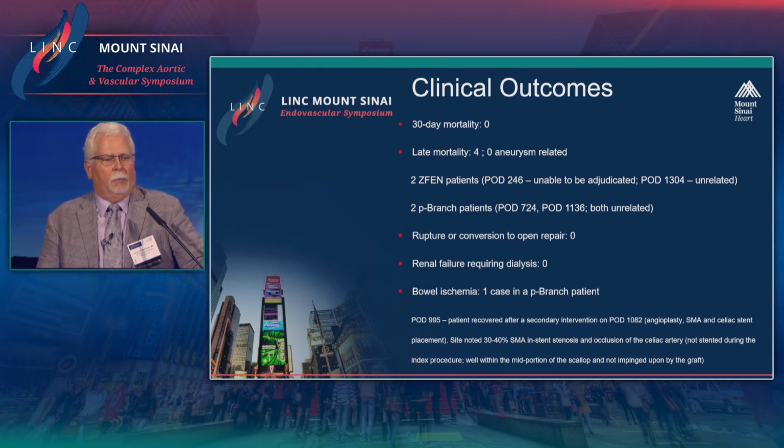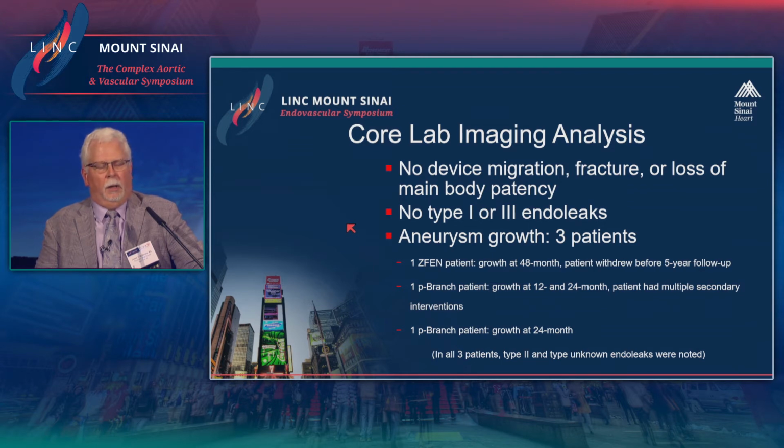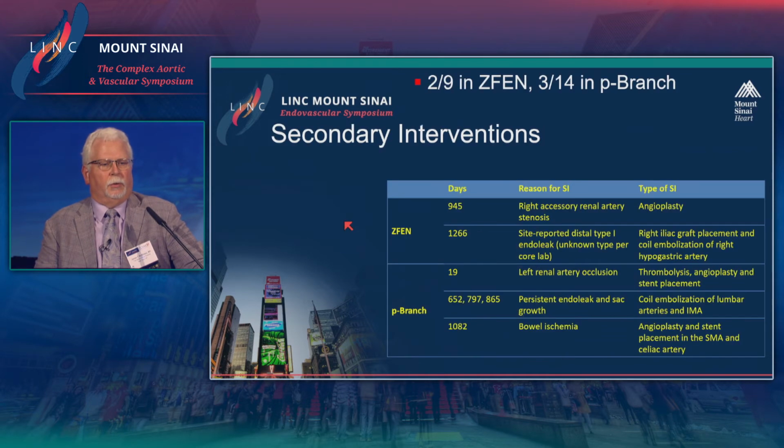We had no ruptures and conversions except for the one for infection. And then the core lab imaging showed no graft migration nor loss of main body patency, no type 1 or type 3 endoleak. So I think it was a very effective therapy that may allow us to have off-the-shelf technology now for managing many of these patients with infrarenal, juxtarenal, and even suprarenal aneurysms.